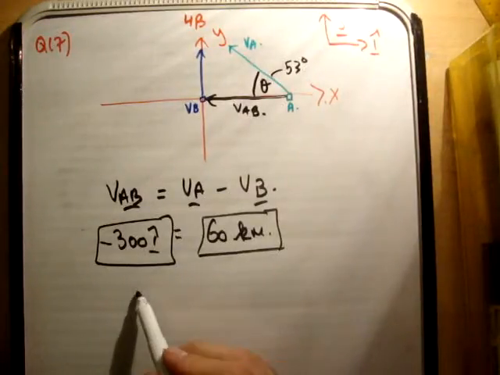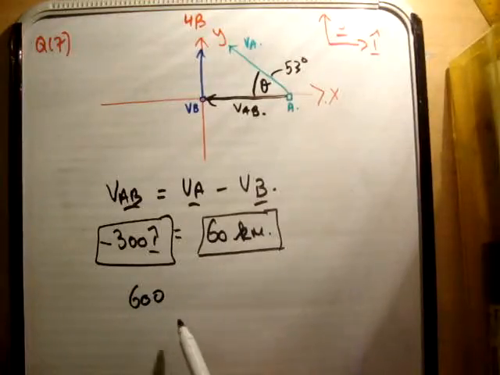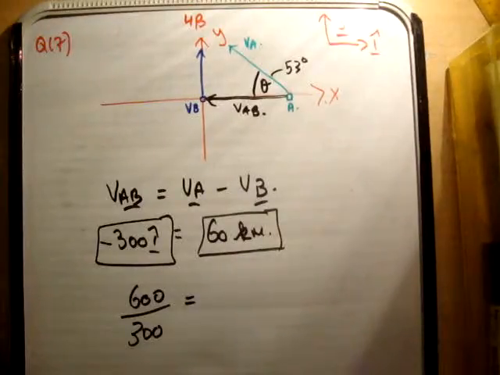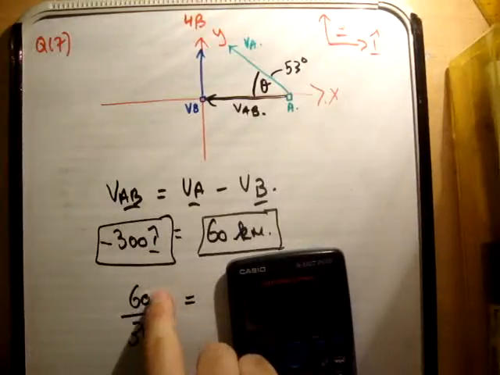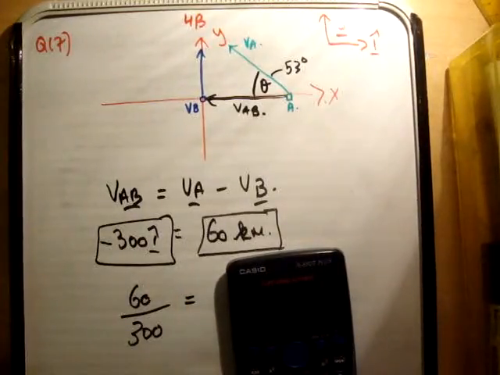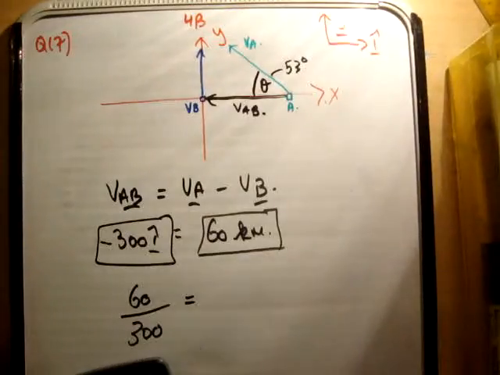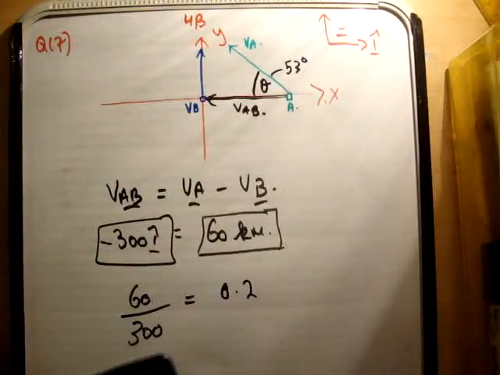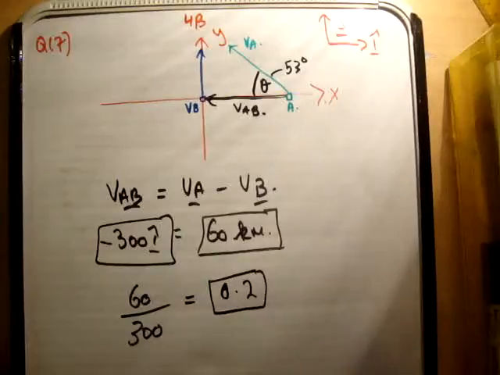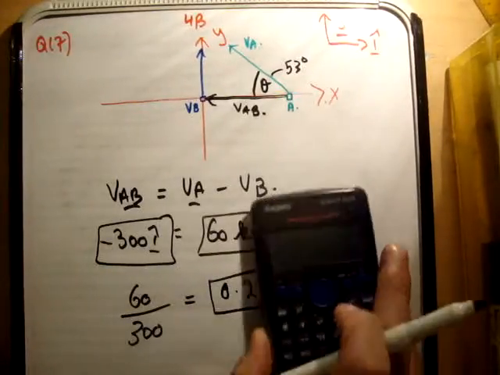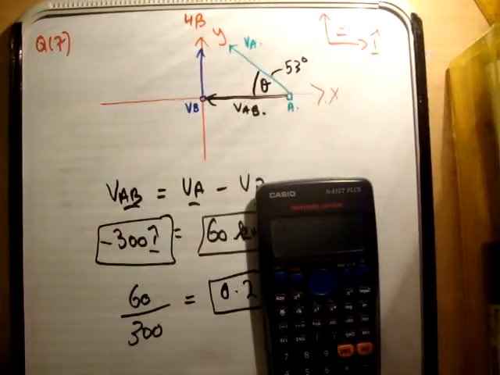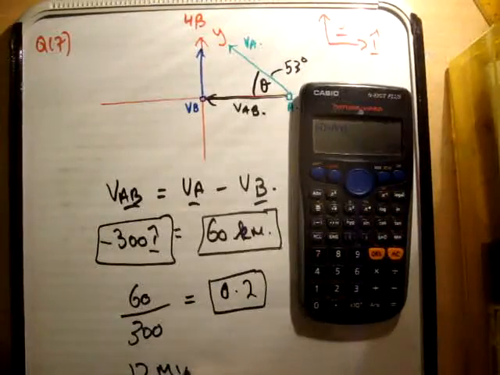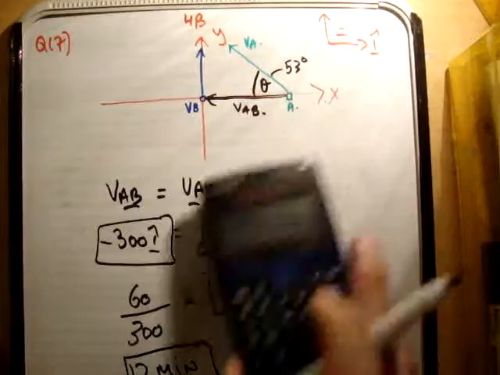So for that reason, this is going to be your distance, 60 kilometers, divided by your speed, 300 kilometers an hour. So what you're going to get is 60 over 300, which gives you a fifth, which is 0.2. So it's got to cover 0.2 of an hour. So what's 0.2 of an hour? If you multiply 60, which is the number of minutes in an hour, by your answer, you're going to get 12 minutes. So it's going to be 12 minutes.